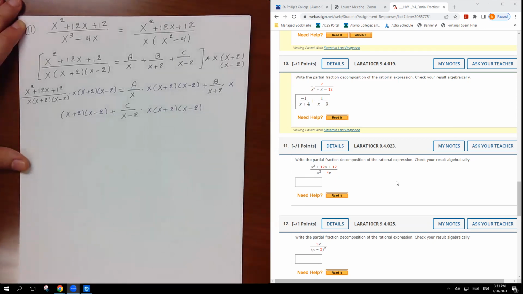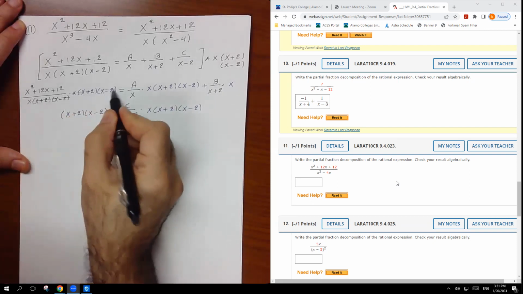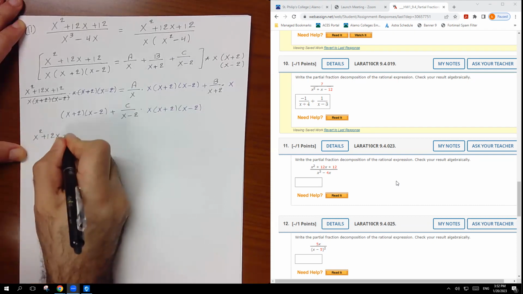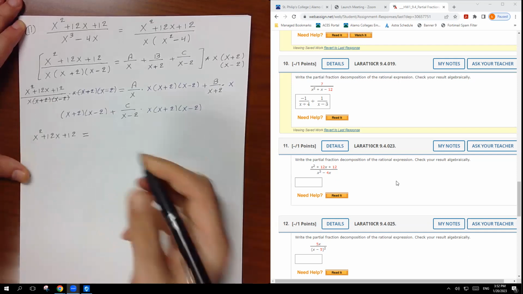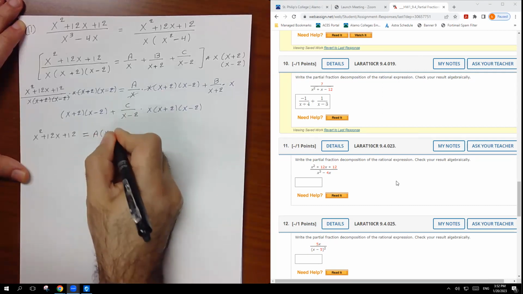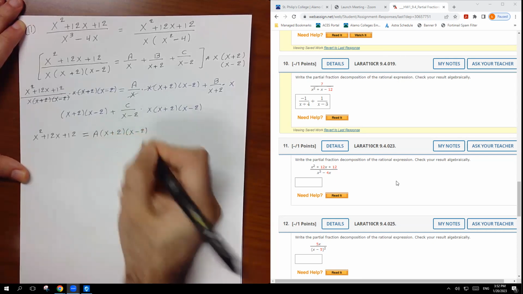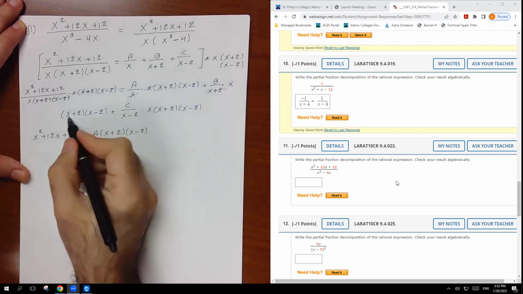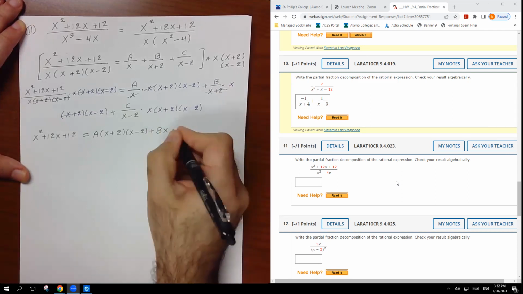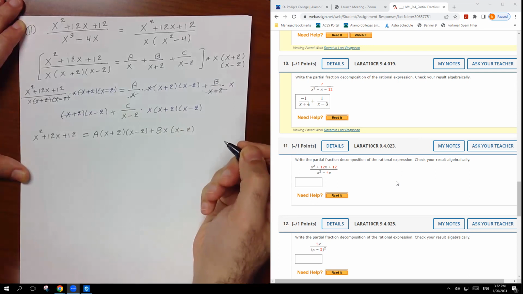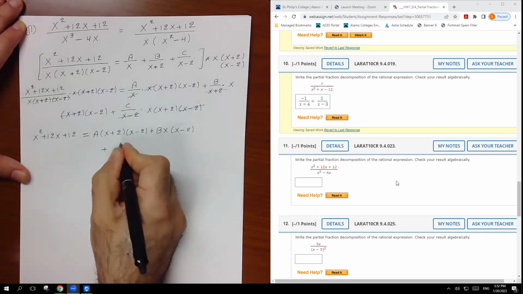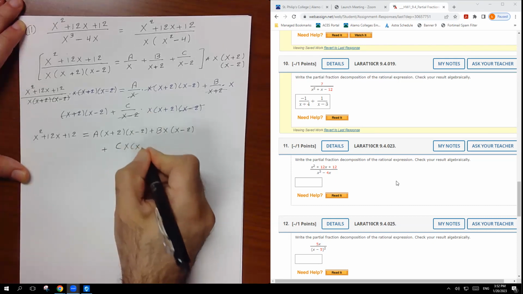Now, next step, we're going to cancel. Everything here is going to cancel with this one. What's left on the right side is x squared plus 12x plus 12 equal to a over x. Cancel the x with the x. What's left is a(x plus 2)(x minus 2). With the b, we cancel x plus 2 with x plus 2, so what's left is bx(x minus 2). For the c, we cancel this one with this one. What's left, I'm going to write down here, is cx(x plus 2).